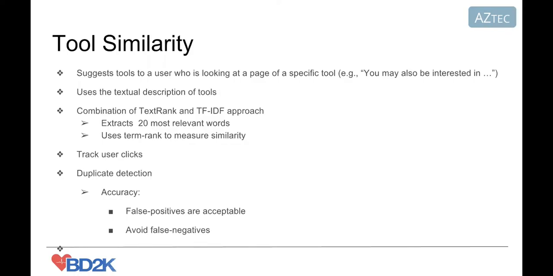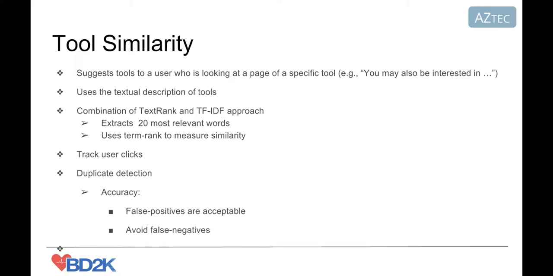The next research that I'll be talking about is the tool similarity. Tool similarity evaluation is used in order to suggest other tools to a user who is looking at a page of a specific tool. So, in our Aztec resource metadata page, on the side it would say, you may also be interested in, and it'll list out tools that are similar to the resource that they're looking at.